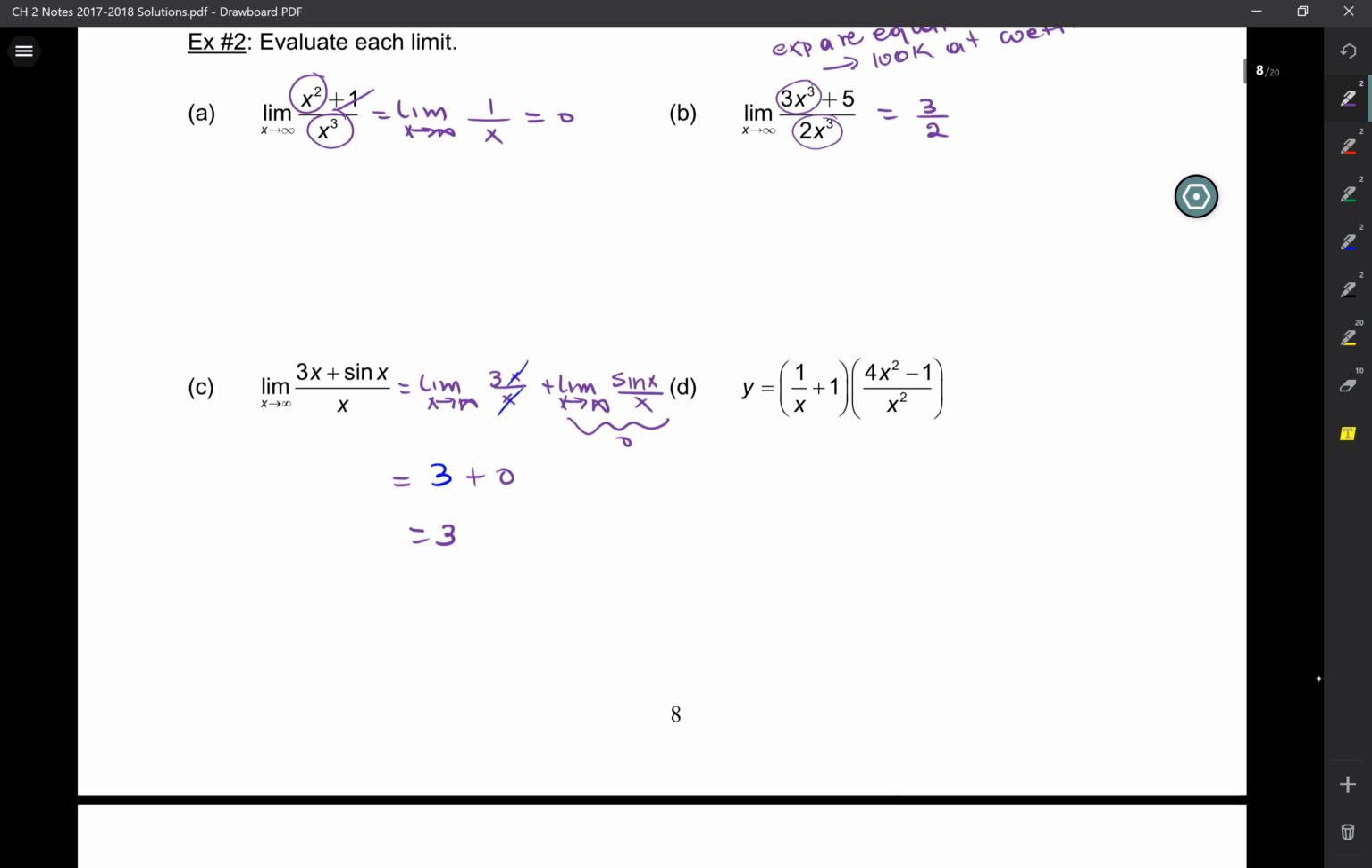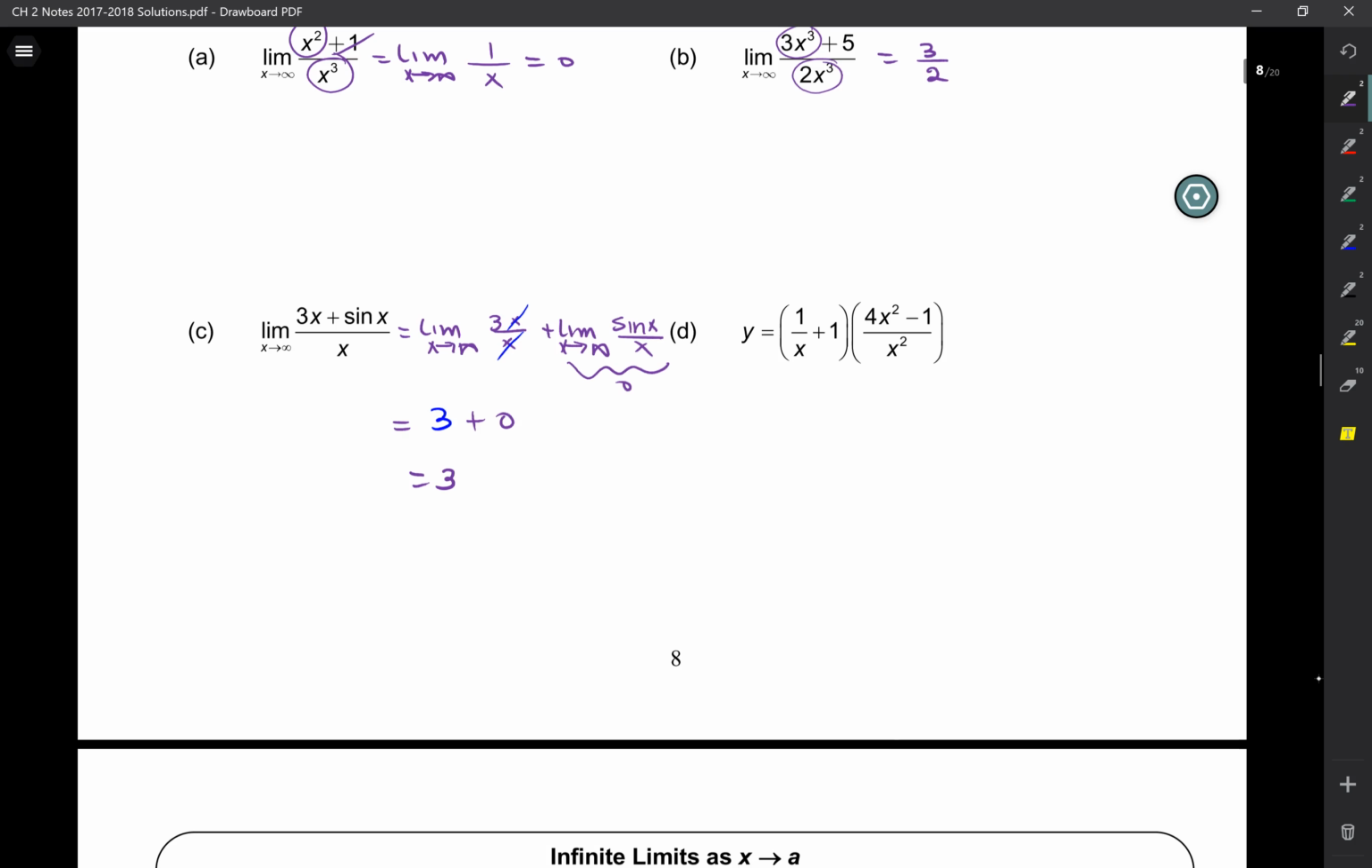No, it wouldn't work for this because of the sine x over x. If the sine x over x had other coefficients, then it wouldn't work. The limit as x approaches 0 of sine x over x is 1. At infinity it is 0. Why is it 3 plus 0? Wouldn't it be 3?